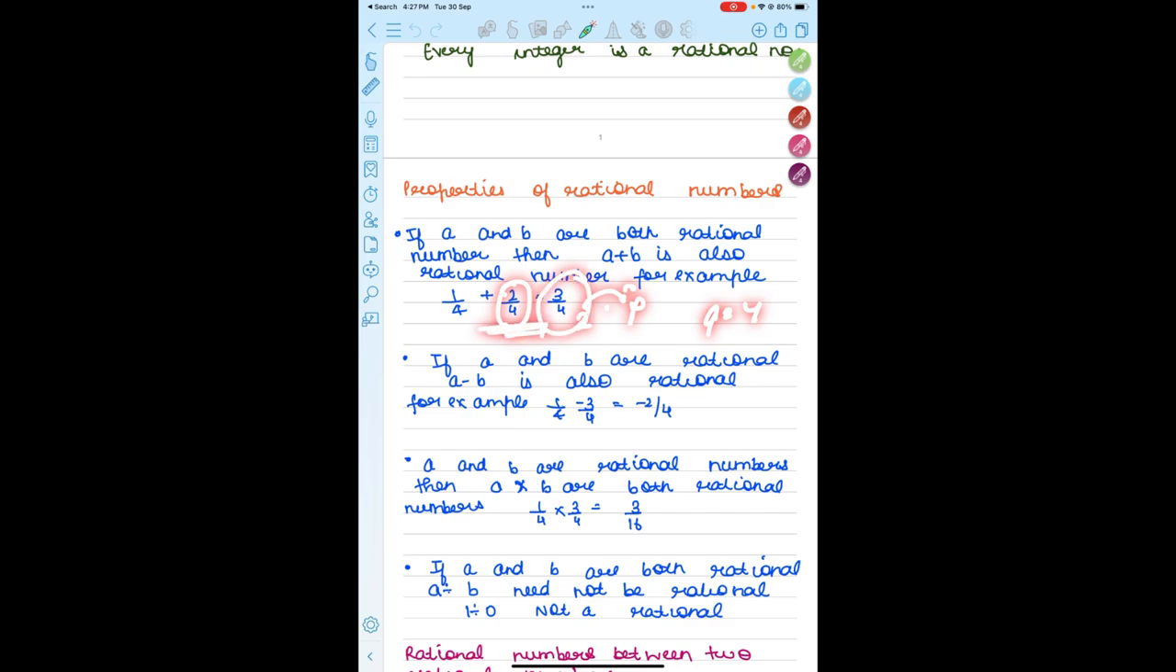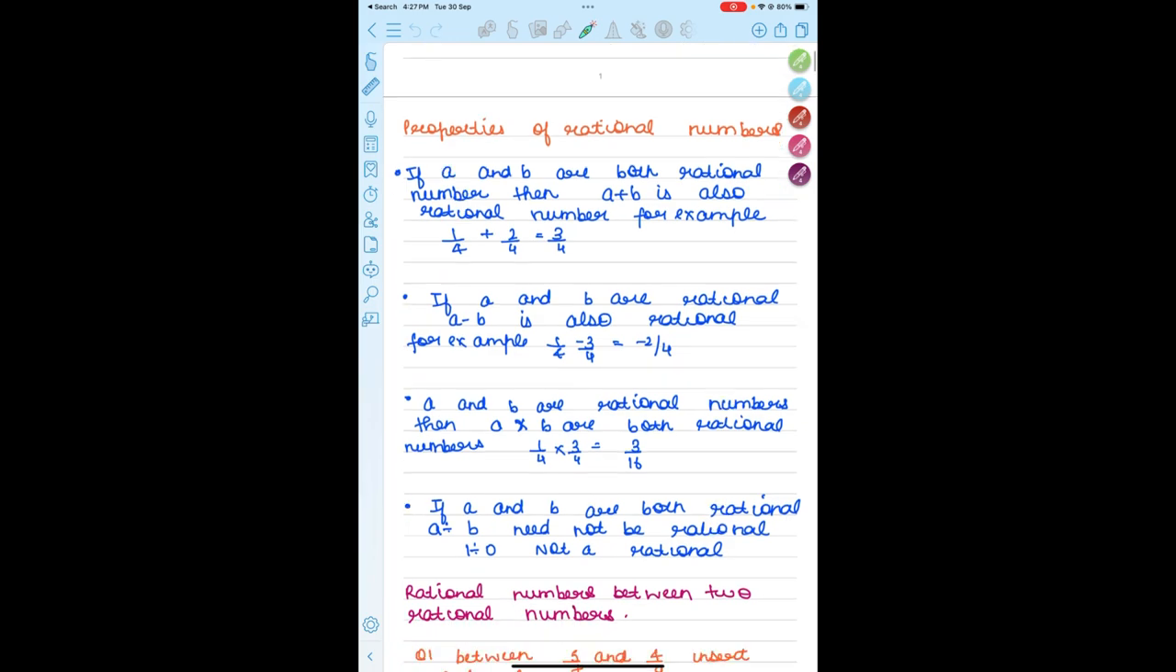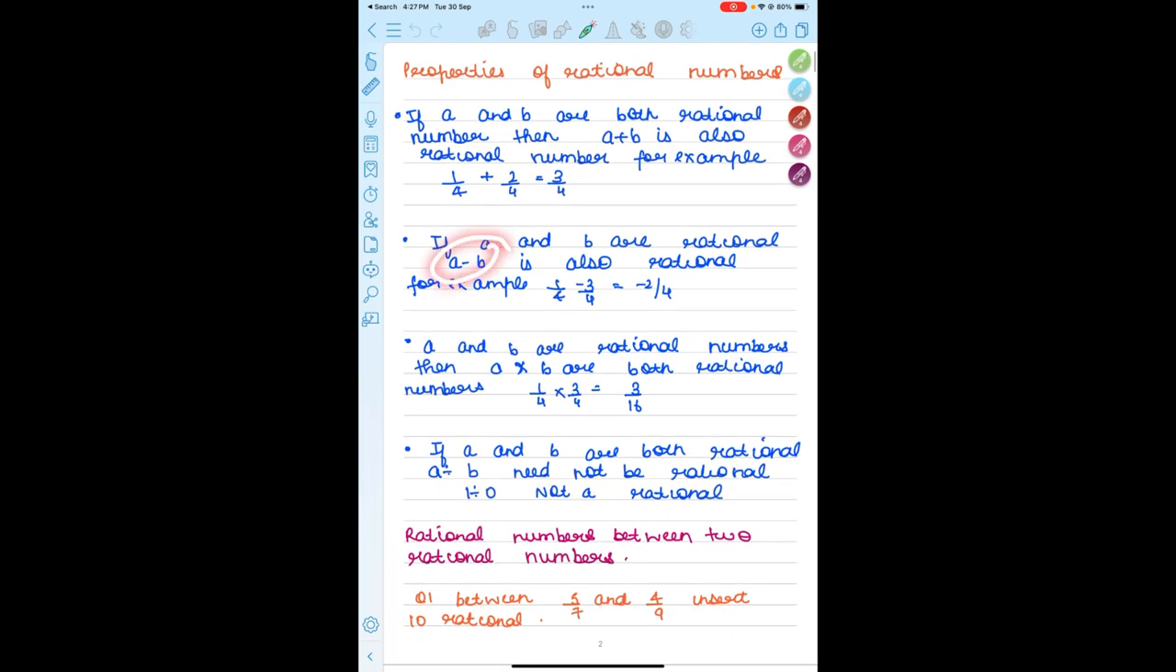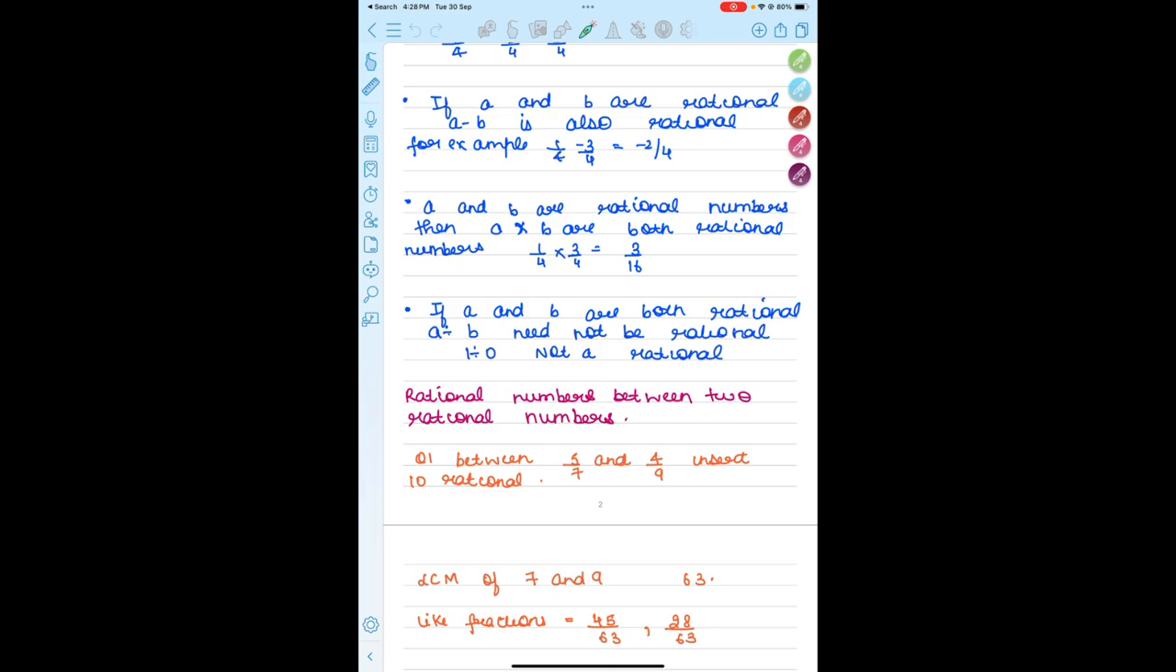And so a plus b is 3 by 4, which is again a rational number expressed in p by q form. Similarly, the difference of two rational numbers is a rational number. The product of two rational numbers is a rational number. And the last one is, if a and b are both rational numbers, then a divided by b need not be a rational number. It need not, very important, that need not be a rational number.